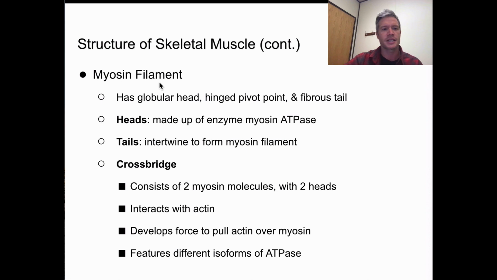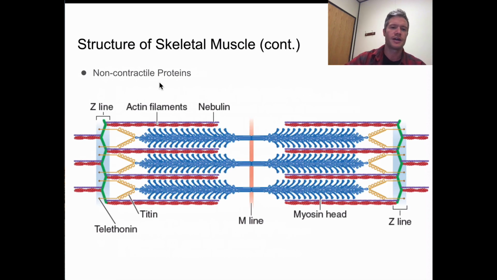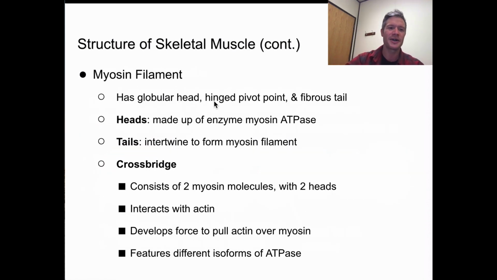And then to look at myosin, again, these are our contractile proteins. Our non-contractile is nebulin and titin. Okay. Just to try to categorize those in your mind. So our myosin filament has those globular heads I mentioned, like the paddles, to help row along. The heads are made up of an enzyme, myosin ATPase. We're going to explain that role next up, but as you can imagine, it has to do with ATP. And the tails intertwine essentially to form the myosin filament.